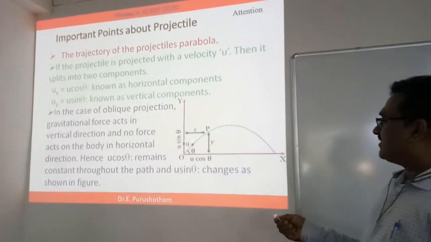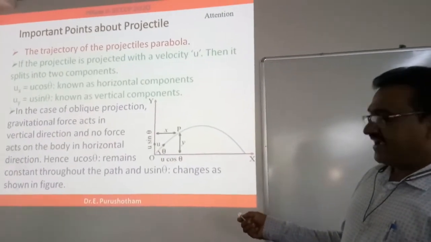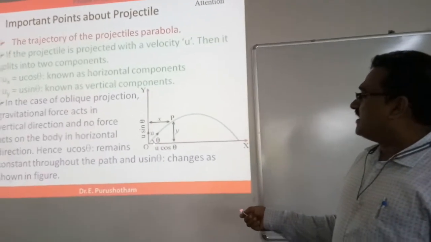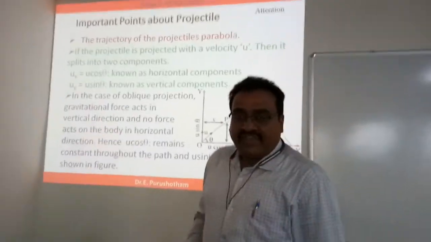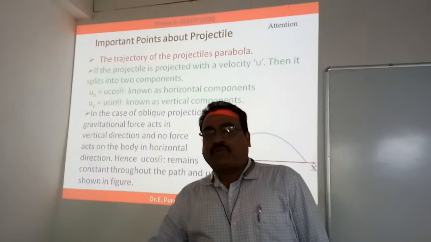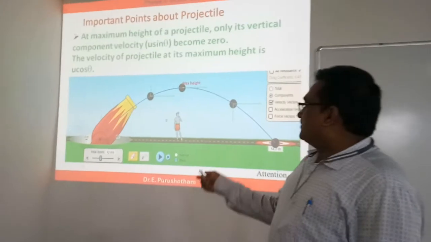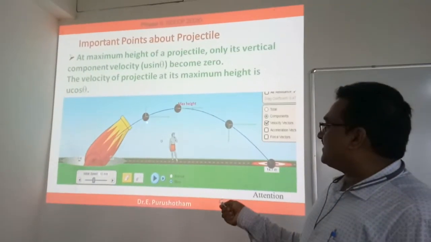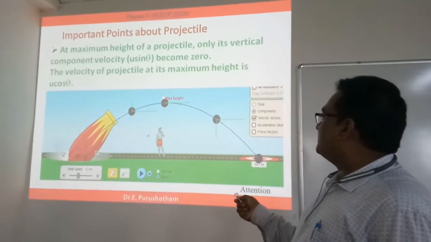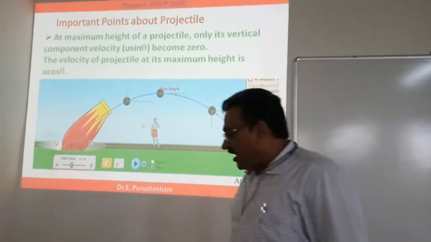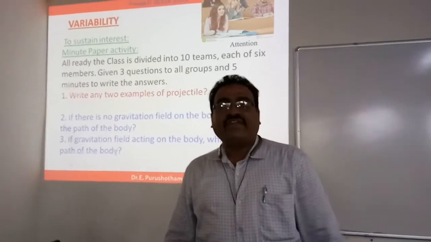The initial velocity u is split into two components: u cos theta and u sin theta. This u cos theta value is constant at any place because it does not depend upon the gravitational field, but the vertical component changes from one point to another because it depends upon the gravitational field. We can observe this using this simulation process. This is the vertical component, here it is 0, this is the maximum value, but the horizontal component is constant from one place to another.